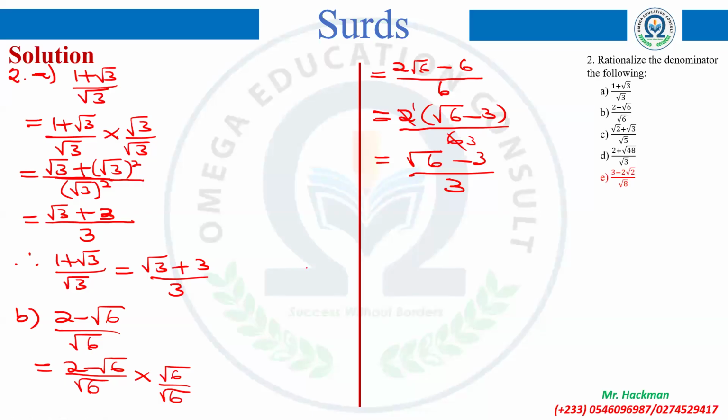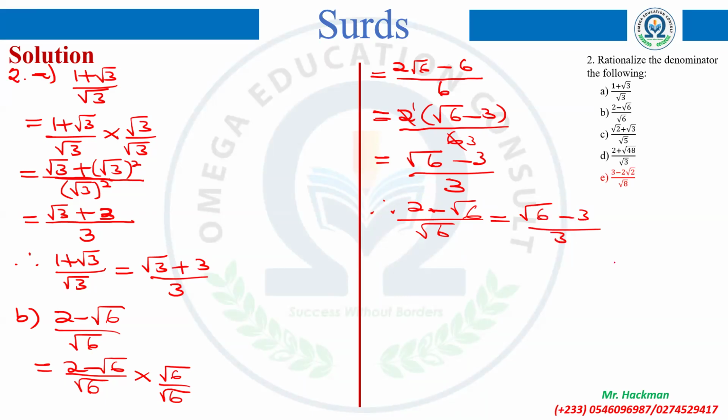Yes, please. So we could have drawn our conclusion here. Just for some reason, I decided to write it. So therefore, what are we giving? 2 minus root of 6, all over root of 6, will be equal to, now what do we have? We are going to get root of 6 minus 3 all over 3.